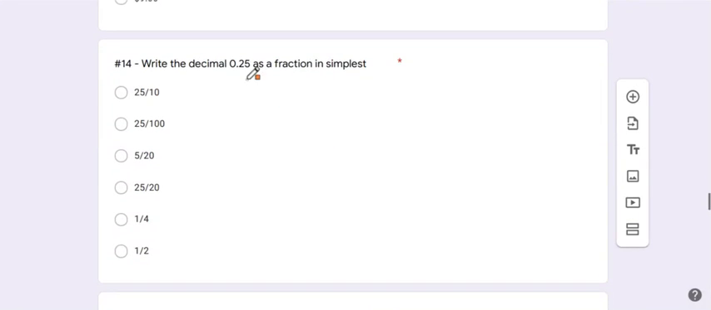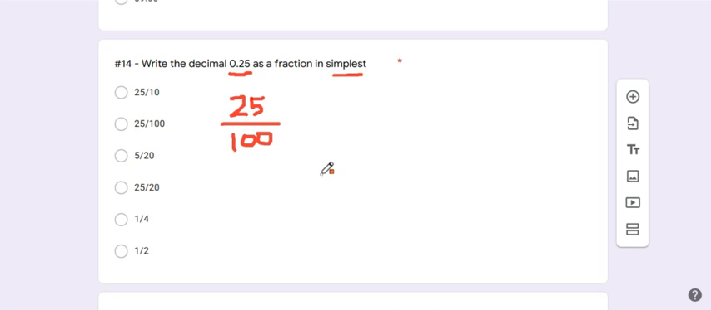Number 14, you want the decimal 0.25 as a fraction in simplest form. So this decimal 0.25, if I were to read this using place value, I know that 2 is in the tenths place and the 5 is in the hundredths place. So this is 25 hundredths. So I can write 25 over 100. That is correct. That is this decimal in fraction form, but it is not in simplest form.